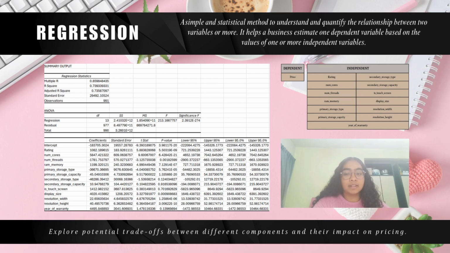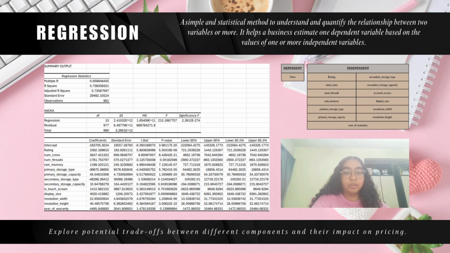In this case, we are interested in exploring trends between the different components and their impact on pricing. So we think that regression will be more appropriate. This is because regression can provide a model that describes how changes in components, the independent variables, are associated with changes in pricing, the dependent variable.